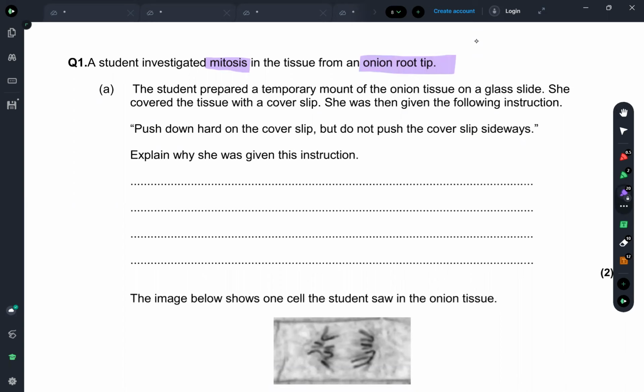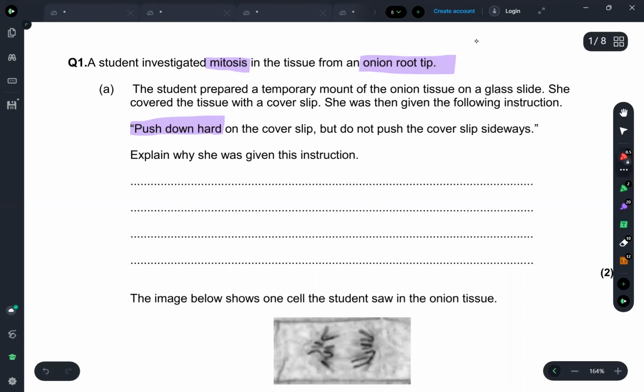So the student prepared a temporary mount of the onion tissue on a glass slide. She covered the tissue with a cover slip, and she was then given the following instruction. Push down hard on the cover slip, but do not push the cover slip sideways. Explain why she was given this instruction. So it's 2 marks. So we'll look at the instruction as 2 parts. So push down hard, we're going to look at first. So why was she told to push down hard?